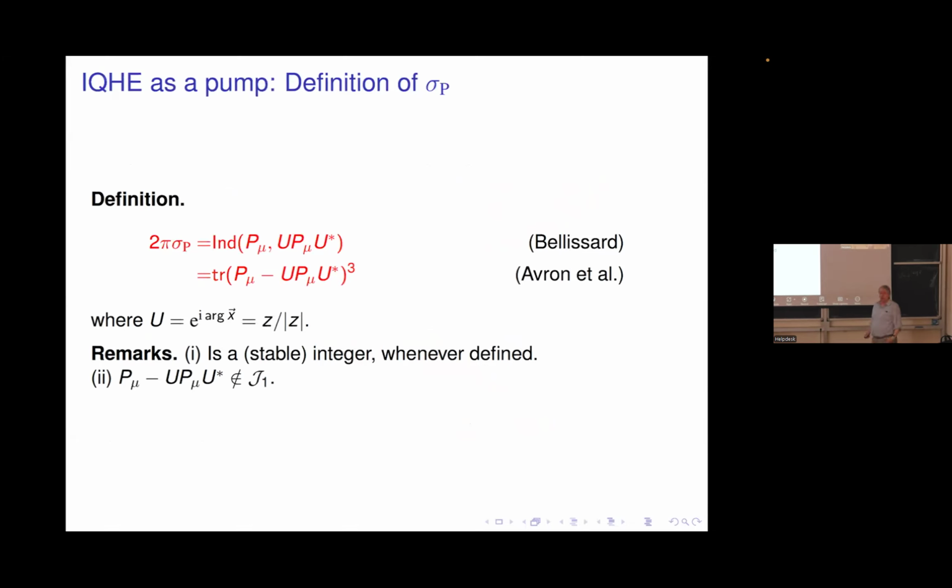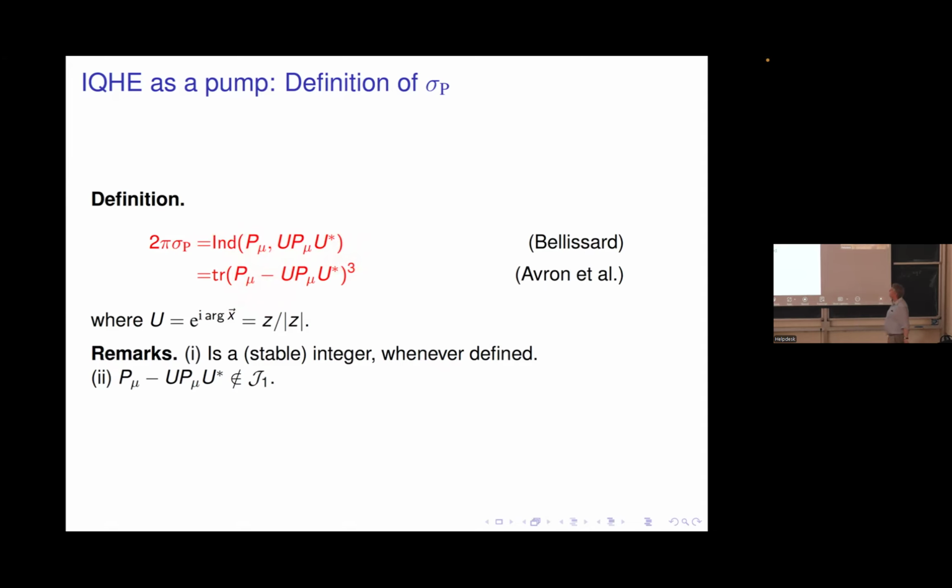So here this prompts a definition. Based on this Laughlin argument and the index of a pair of projections, we might say that the transferred charge by increasing the flux, and therefore 2 pi sigma p, is given by the index of 2 projections. Namely, the Fermi projection in the absence of additional flux, and then the Fermi projection in the presence of an additional quantum, which is unitarily conjugated by the sigma.